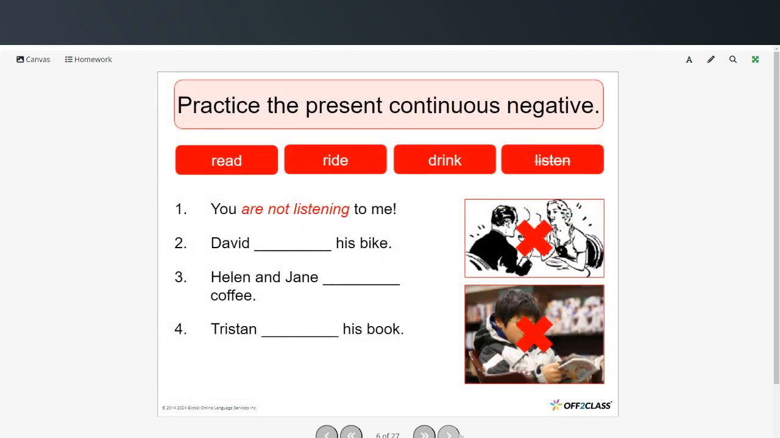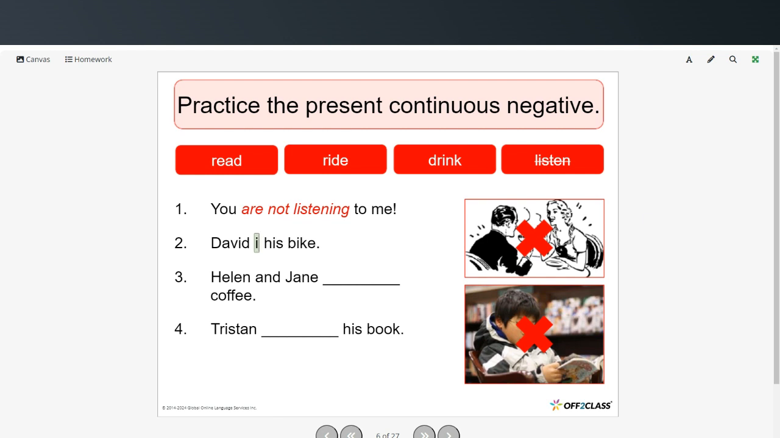So now practice forming some present continuous negative sentences using the verbs here in the box. And don't forget your spelling rules for forming the ing form of the verb. First one is done for you. You are not listening to me. Go ahead and write your answers to the rest of these and then restart the video when you're ready to check.